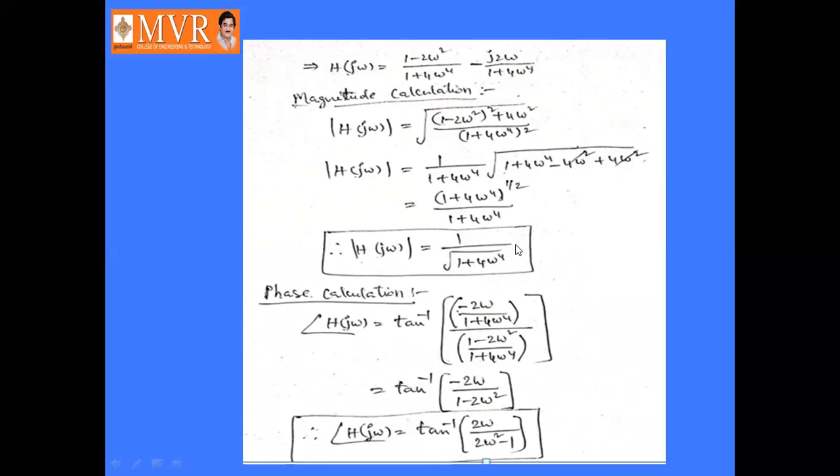And coming to the phase calculation, angle of H of j omega is equal to tan inverse of imaginary term by real term. So imaginary term is minus 2 omega by 1 plus 4 omega power 4, by real term is 1 minus 2 omega square by 1 plus 4 omega power 4. So it will become tan inverse of minus 2 omega by 1 minus 2 omega square, or tan inverse of 2 omega by 2 omega square minus 1.